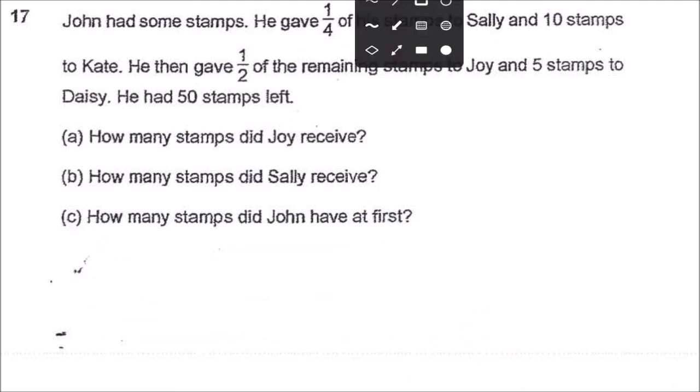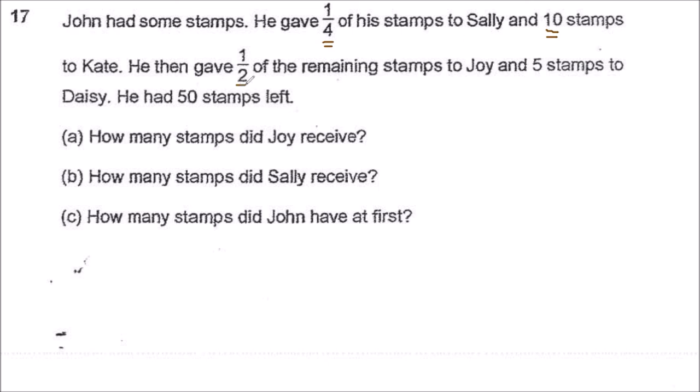Question 17. John had some stamps, and he gave 1/4 of the stamps to Sally. Take note of this 1/4, and another 10 stamps to Kate. And he gave 1/2 or half of the remaining. When you see this word remaining and you see fractions, most of the time we will use this model method. It's called the layering method. And he gave another 5 stamps to Daisy and he had 50 stamps left. So how do we go about doing this?